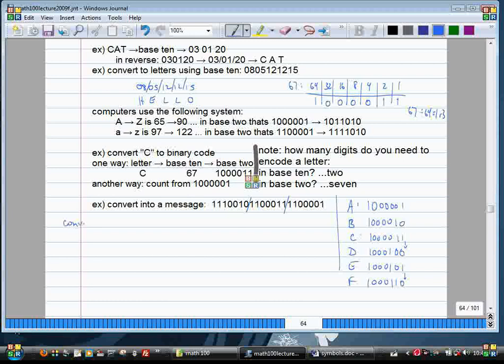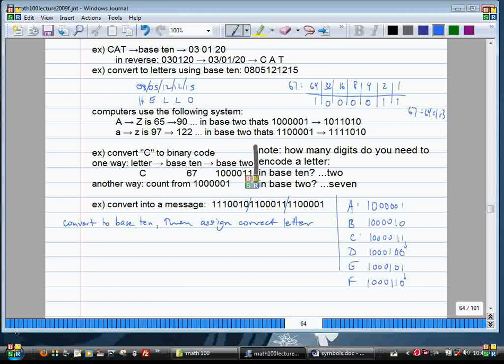Convert to base 10, then assign the correct letter. Okay, so let's take the first one, 1110010. So how do we convert that?